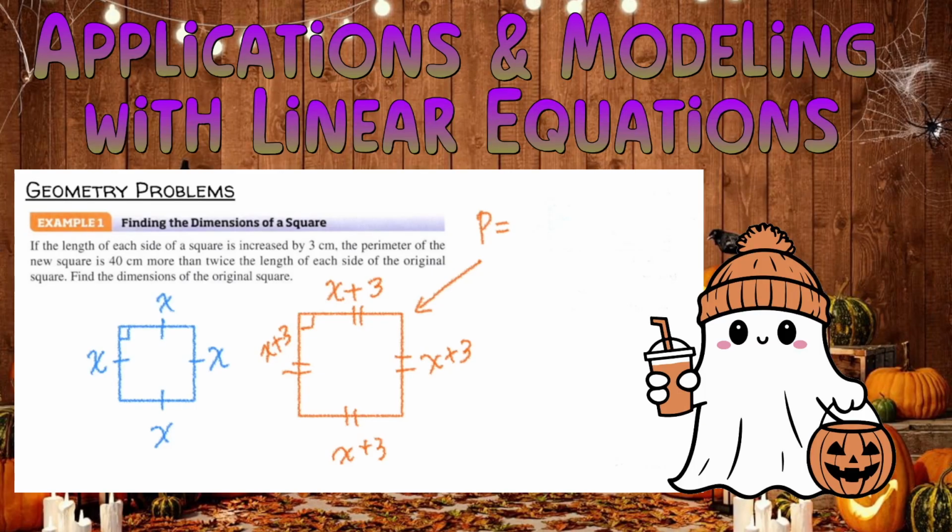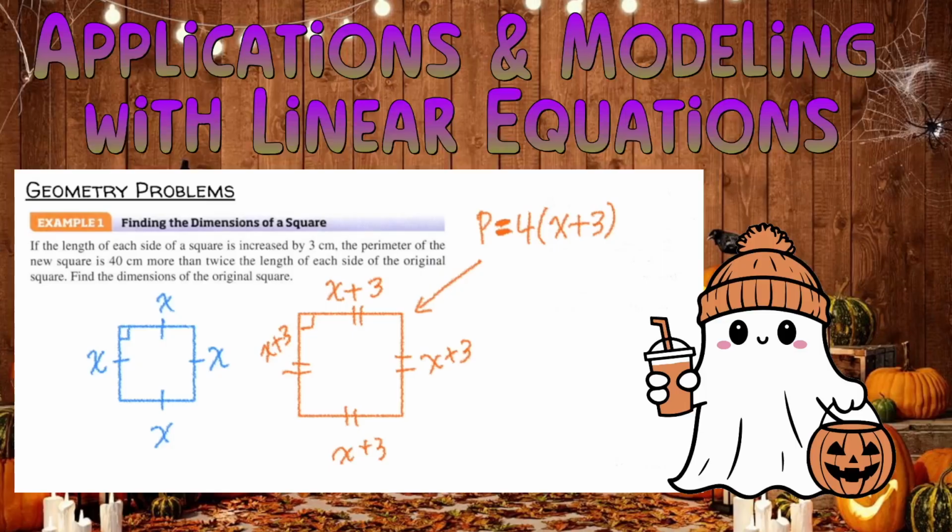So could I write x plus 3 plus x plus 3 plus x plus 3 plus x plus 3? Sure, if I was like a child, a little baby, but I'm not. I'm going to write like a grown-up over here, 4 times x plus 3, because that's just more efficient. That is the perimeter. That's a fact. Perimeter is 4 times the quantity of x plus 3.